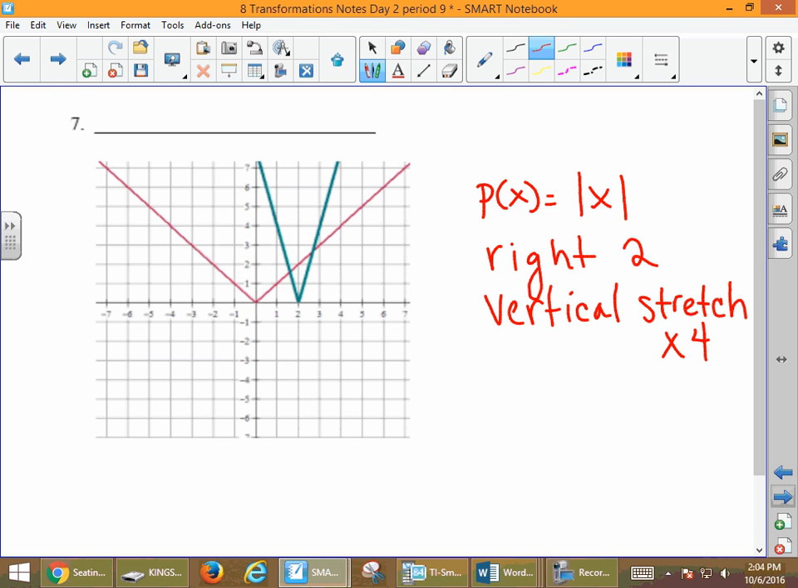Once we can determine that, we can write down the equation, and I can show some of the rest of you who want to see the horizontal answer in a little bit. But in terms of our function, we've got f of x equals, well, that's the absolute value of x. To move right 2 this time, we're going to have to subtract 2. And our vertical stretch by a factor of 4 is going to come outside of our absolute value.